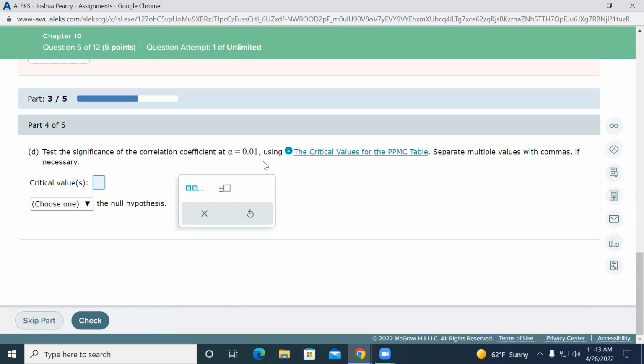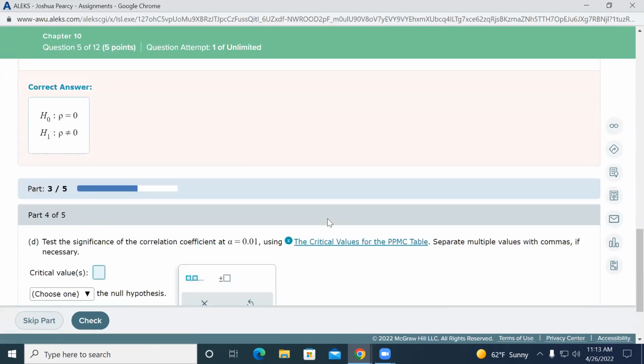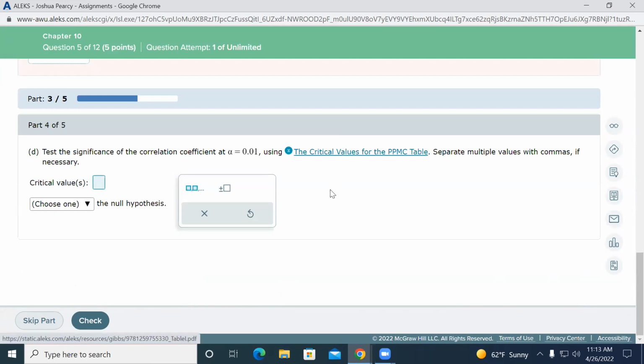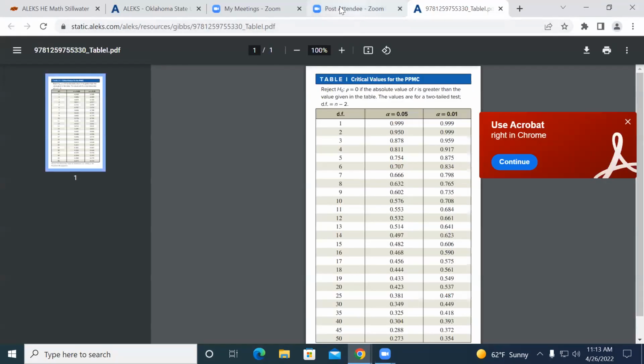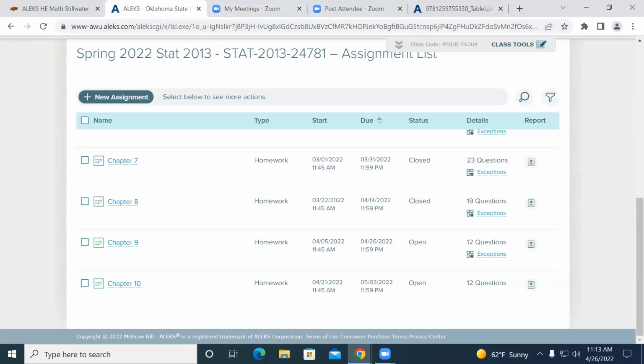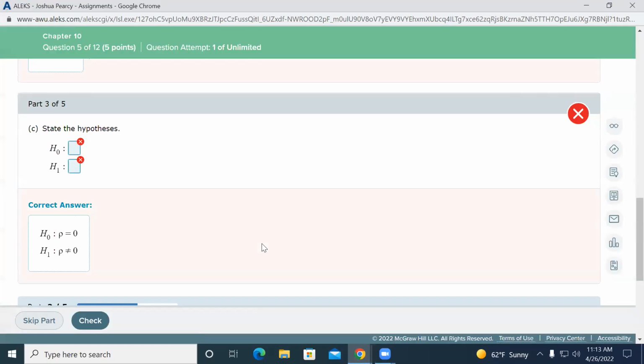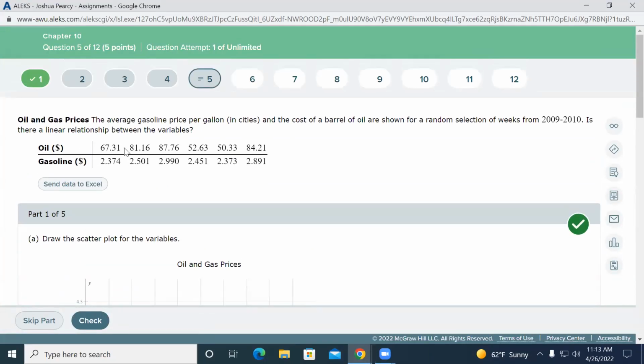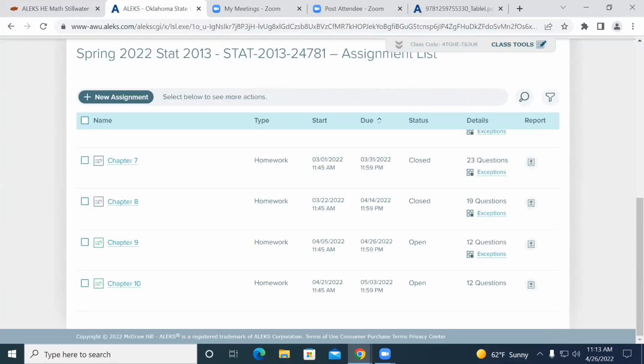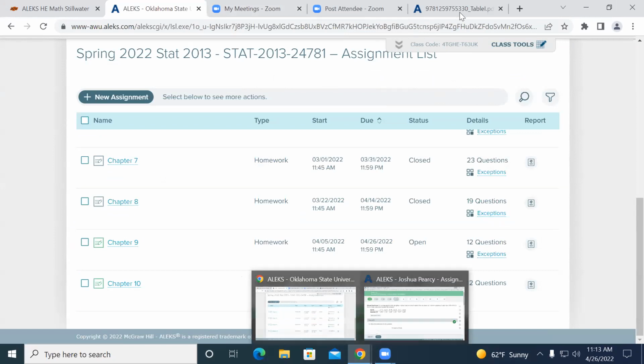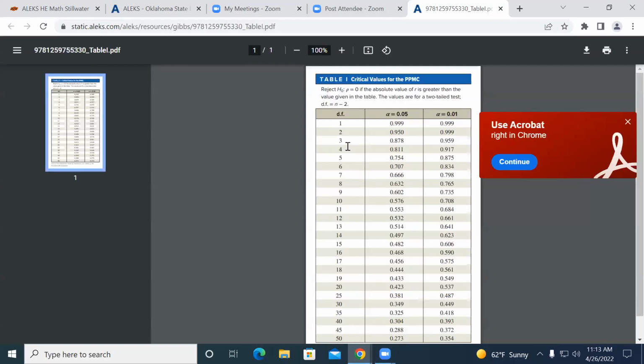Test the significance of the correlation at alpha equals 0.01. So that means I want to see what's the critical r value. You just click this. What was the sample size? Here. So there were how many pairs? 1, 2, 3, 4, 5, 6 pairs. So the degrees of freedom you use is 4. So you do 4 and 0.01. So the critical r value is 0.917.